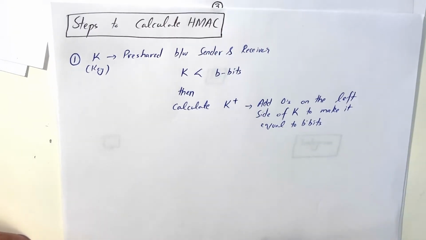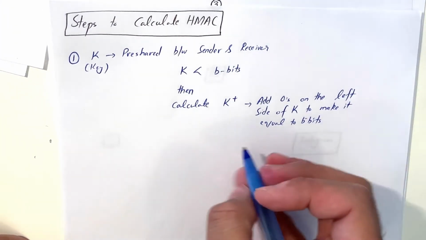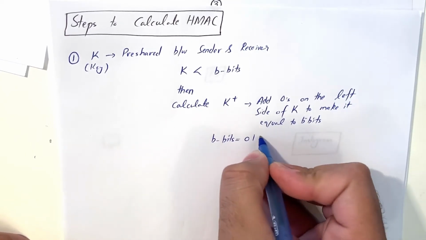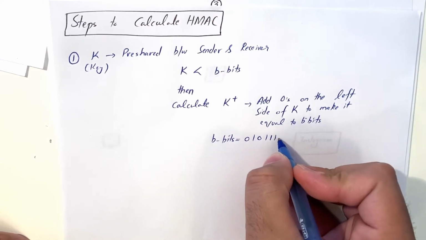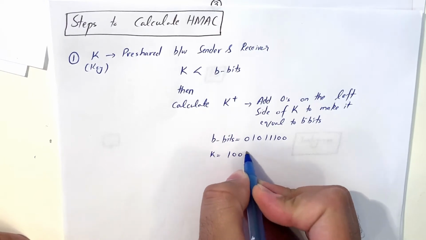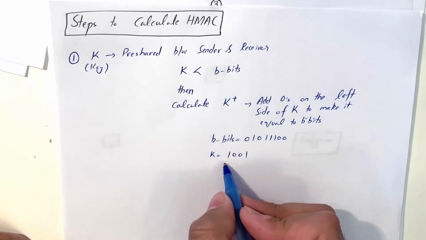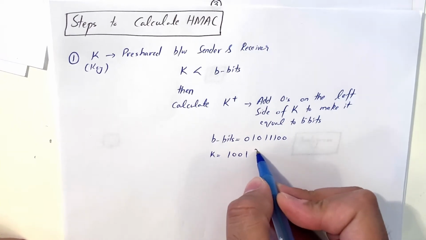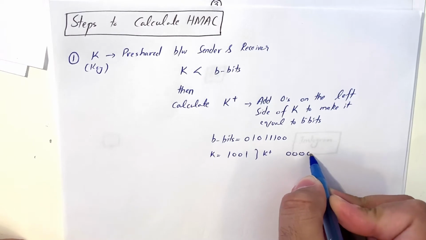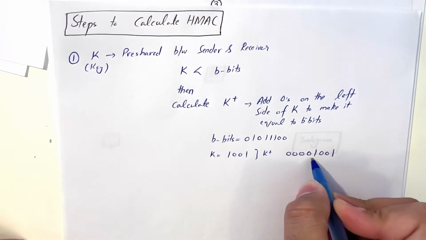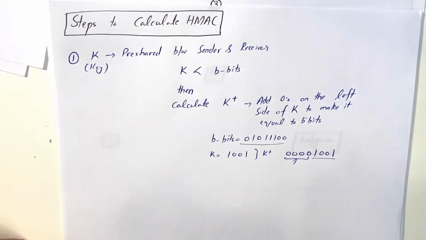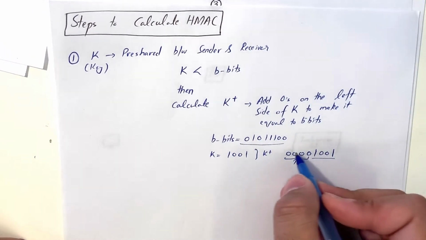What exactly is it? Let me explain with an example. For example, if B is 8 bits, and let's say the key is 1 0 0 1, so the key is 4 bits. In order to make it K plus, we will append 4 zeros on the left side, 4 zeros, and then 1 0 0 1. So 1 0 0 1 will be here, and these 4 zeros are added, so it is equal to B bits.